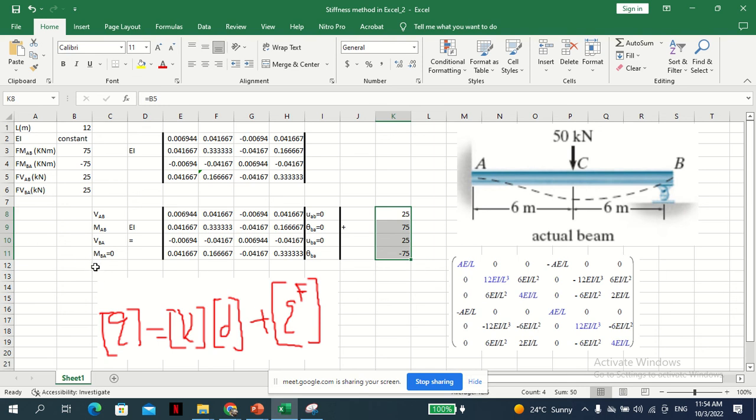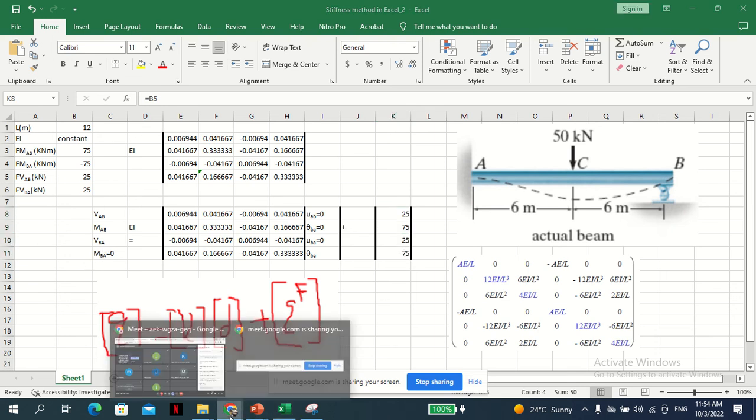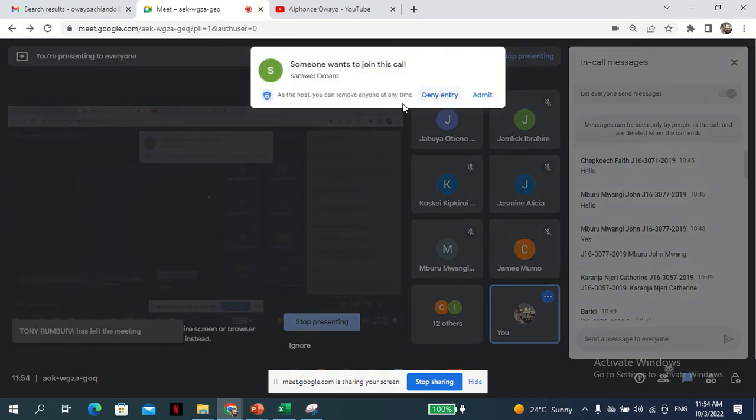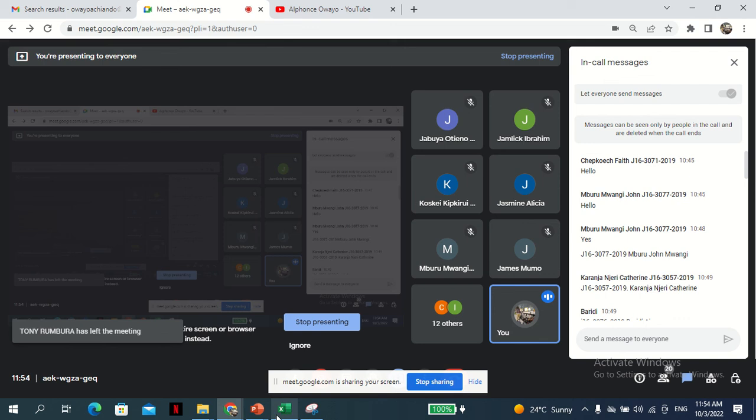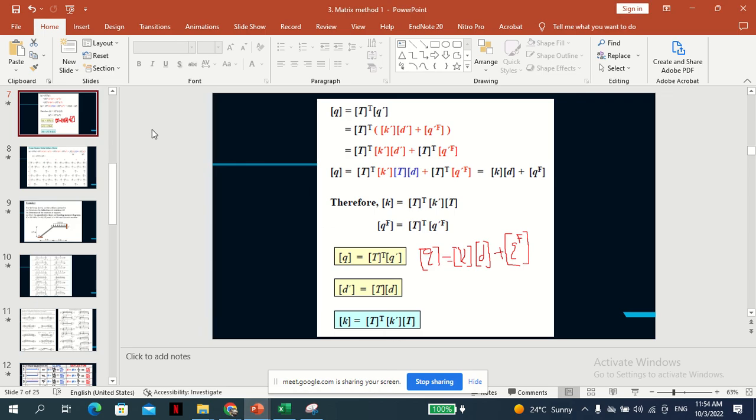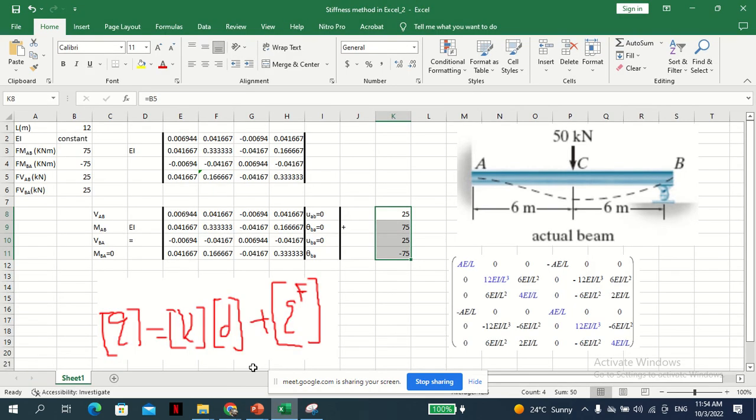But at end B, we know that the moment is zero, but VBA cannot be zero. So this kind of conditions is what we used to solve.